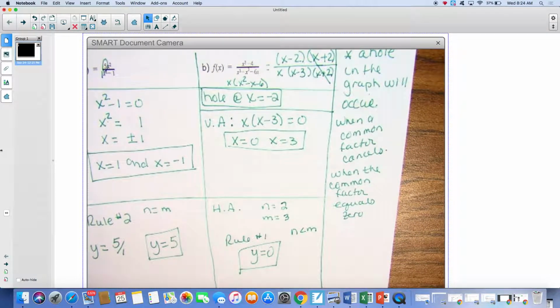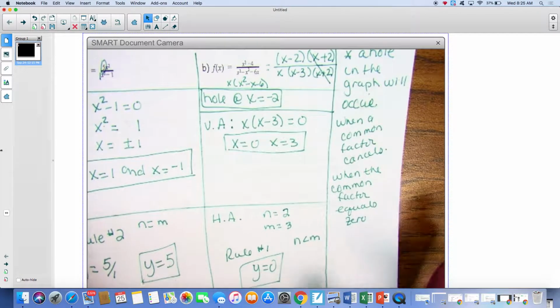Everyone know how to find degrees? I guess I'm assuming you know what the degree is. It's just the highest exponent. Questions there? Anyone not done?